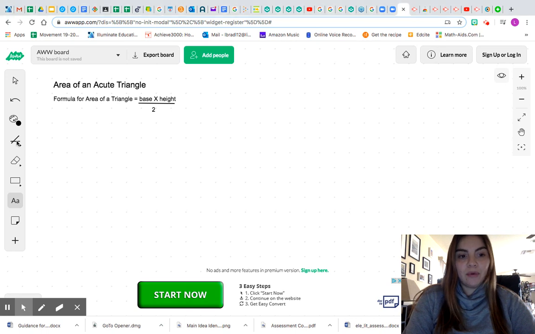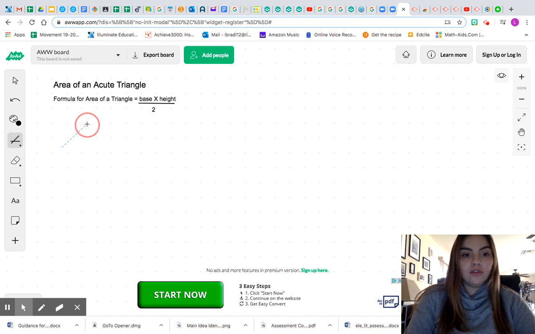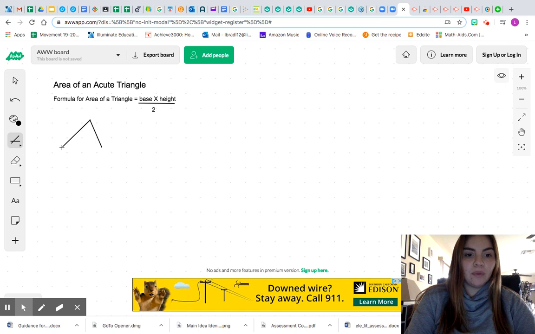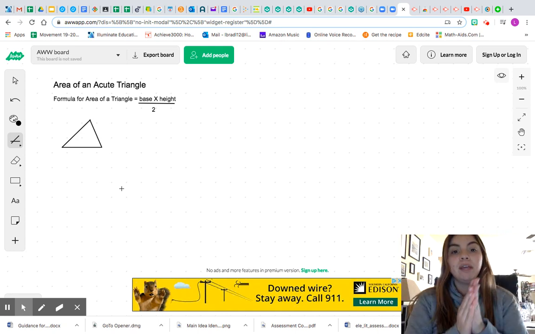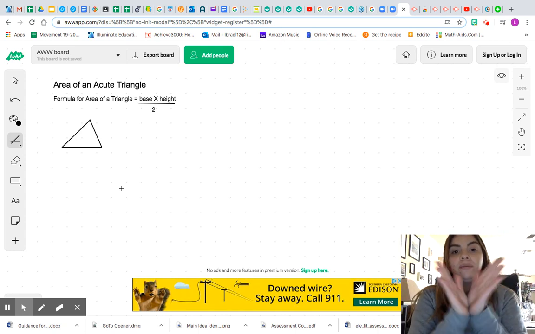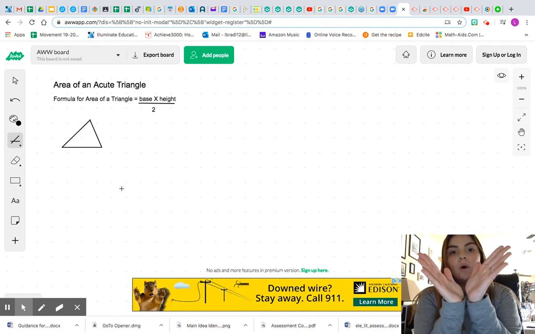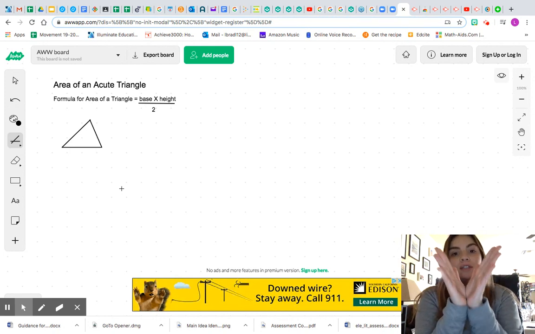Okay, so I'm going to show you what an acute triangle may look like. So it's still going to be a triangle. It's still going to have the three sides. What you're going to notice for it to be an acute triangle is it does not have an angle that's bigger than 90 degrees. They're all going to be smaller angles. So you're not going to see anything that's larger than 90 degrees or 90 degrees itself. It's got to be smaller than.